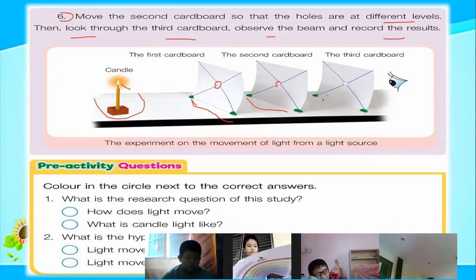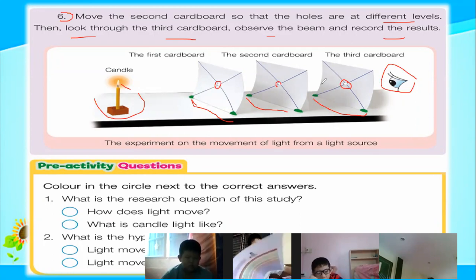Then the third cardboard we are going to put here. They are all the same size, and the hole is also at the center, and we are looking from behind. So first, we look from after 1, 2, 3, into the hole and towards the candle. So what are we going to observe? We observe that the light of the candle passes in a straight line towards the observer's eye.